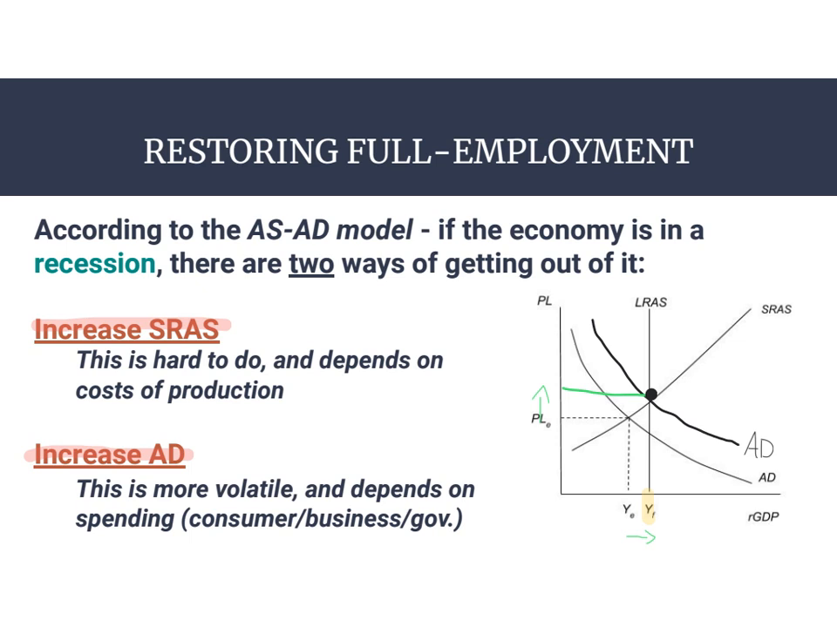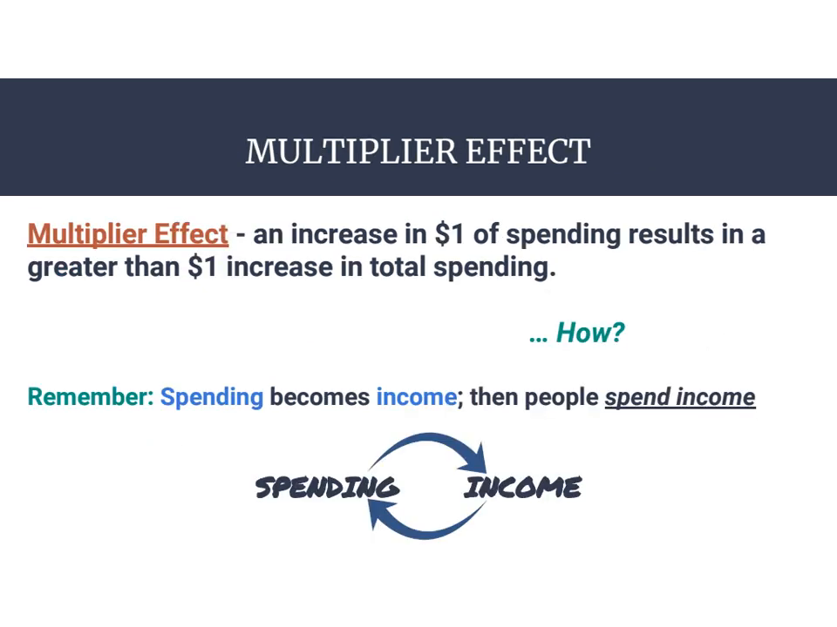And increasing aggregate demand is a more volatile thing to do, which is to say that increasing aggregate demand is an easier thing, right? It changes in an easier way than the short-run aggregate supply curve would change. So increasing aggregate demand, we identify as the easier way of getting us out of a recession than increasing short-run aggregate supply.